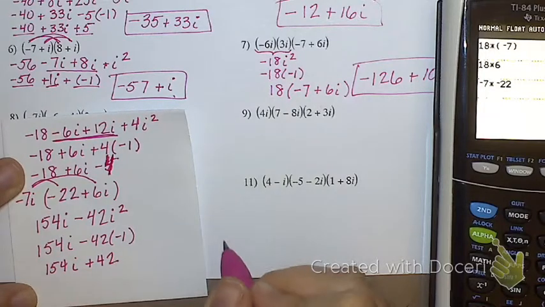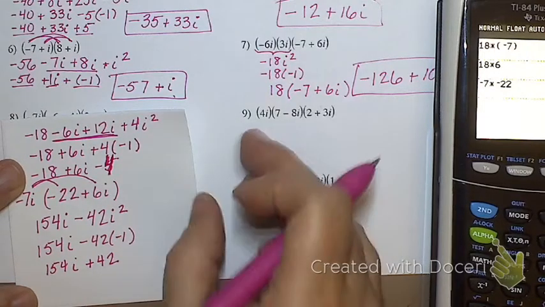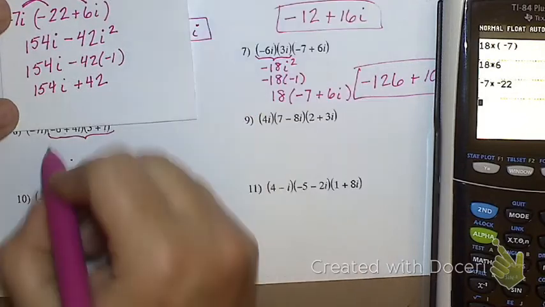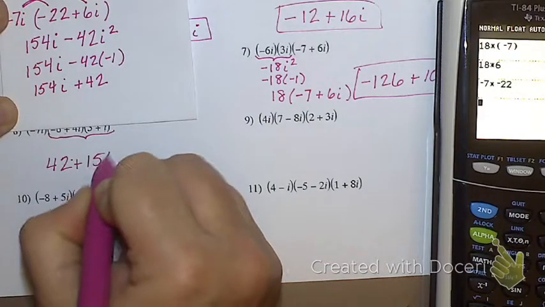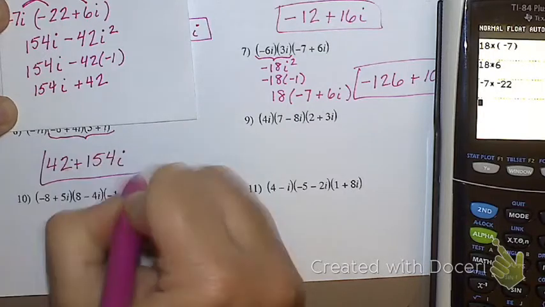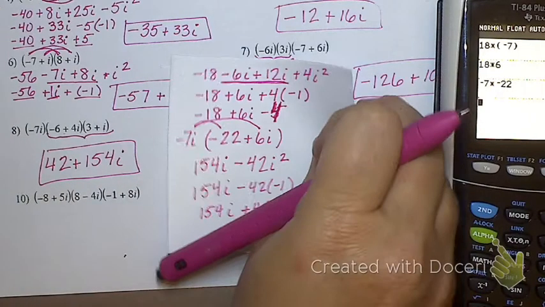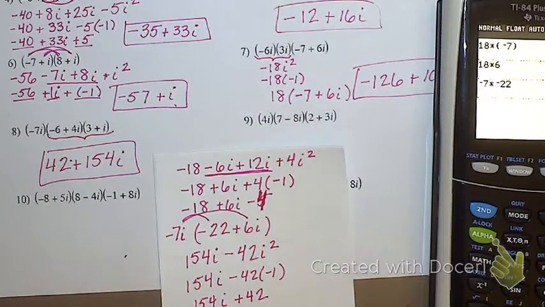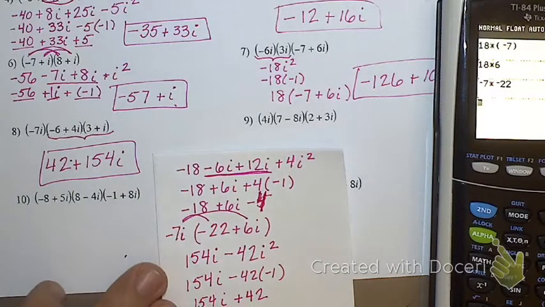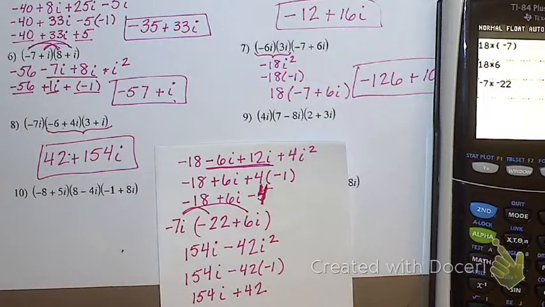But that's not standard form, is it? No. So how should I write my answer for number 8? 42 plus 154i. Yep. Okay, and there's my little scratch work for that one. All right, so you go ahead and try number 9, since it's the exact same type of problem.